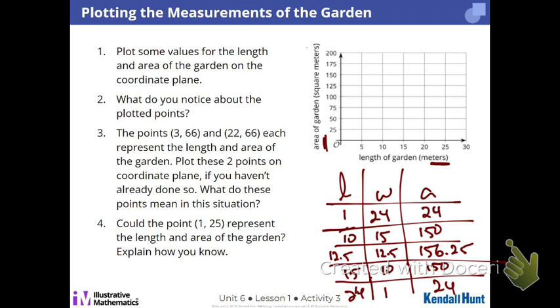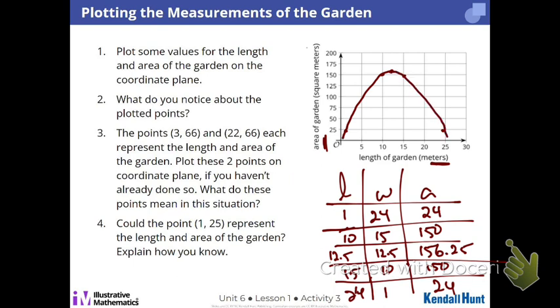So let's graph these. I got 1, 24 right about there. 10, 150. 12 and a half, 156.25. 15, 10. And 24, 1. And you guys are correct, it is a parabola.